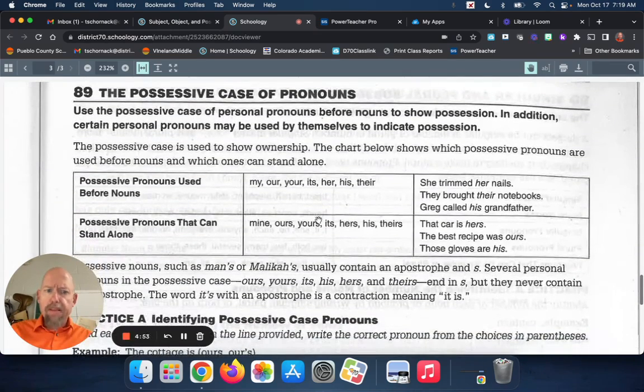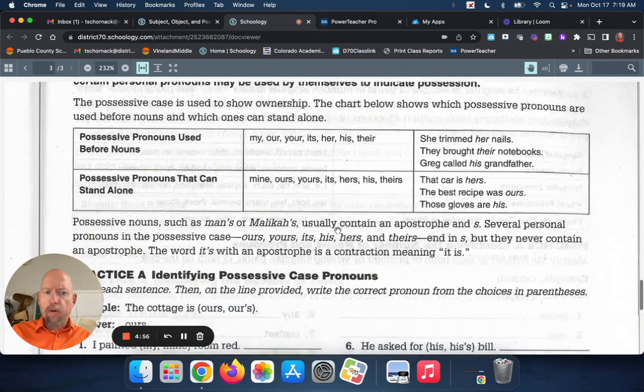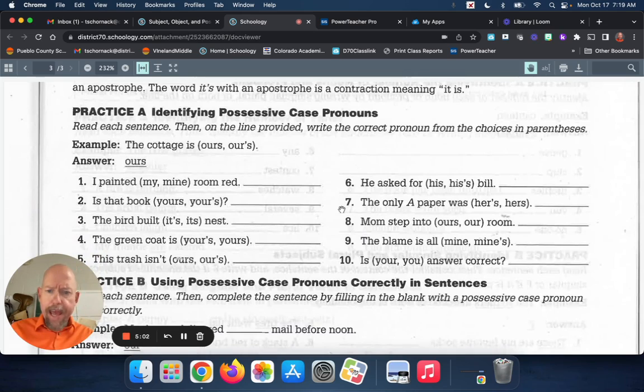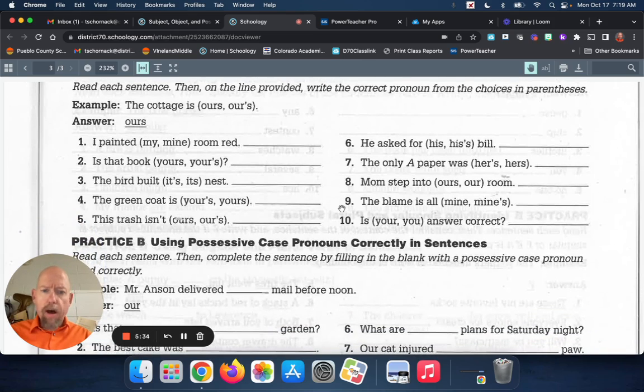And then finally, with the possessive, we see the list of possessive pronouns. Possessive pronouns show ownership. You'll do 1 through 10 on practice A. Like, I painted, use both of them, see which one makes more grammatical sense. Like, I painted my room red or I painted mine room red. Well, we know it's my in this sense because we could use mine if we said the red room is mine, but we wouldn't say mine room red. So it would be my. So for number 1, you would just put the word my. Do 1 through 10.